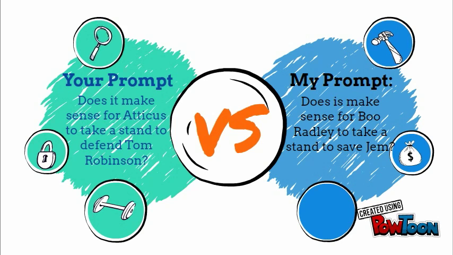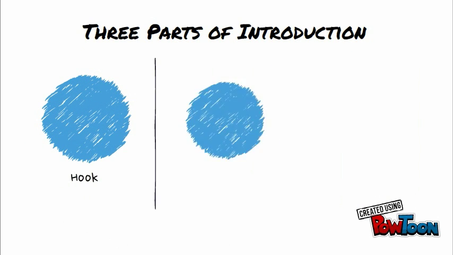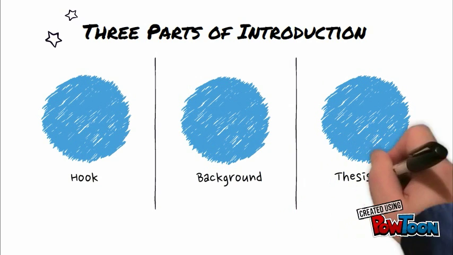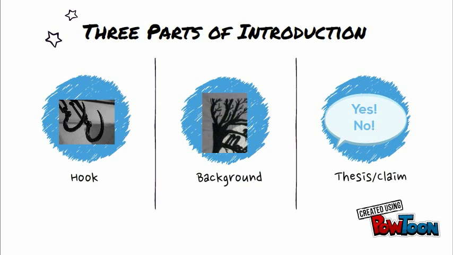Now, in your introduction, there are three parts that you need. First of all, you need the hook to grab the reader's attention, then some background where you explain what's going on in the book and what the book is, and then you're going to need a thesis or a claim where you basically either say, yes, it does make sense, or no, it does not make sense for this character to do that.